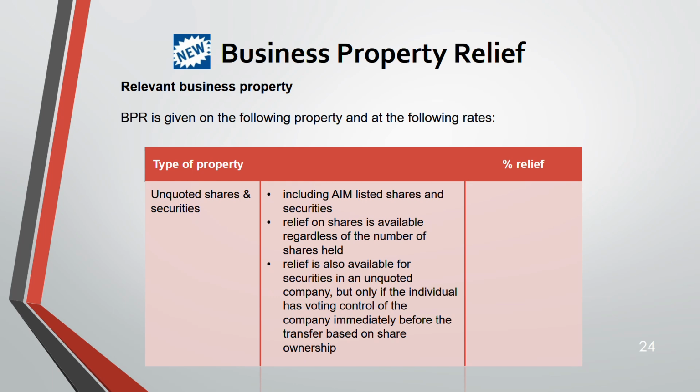You should have control immediately before transferring your share ownership in the unquoted company. Then only you will get the relief for the securities. Relief is 100%. So two types of property have 100% relief: sole trader business, and unquoted shares and securities.